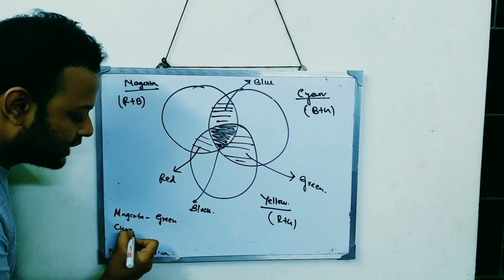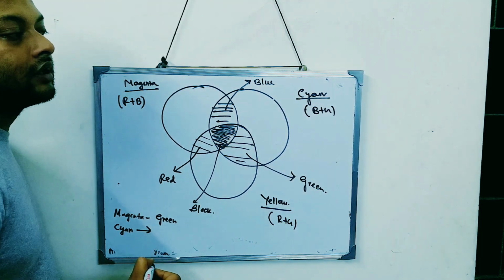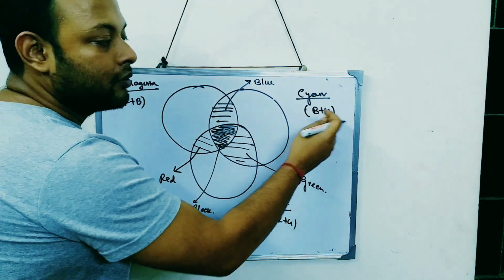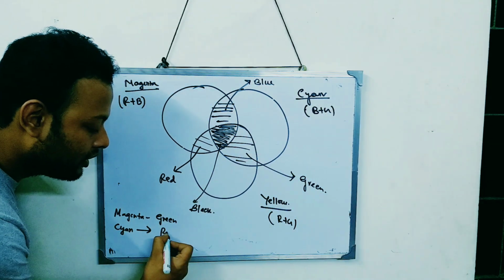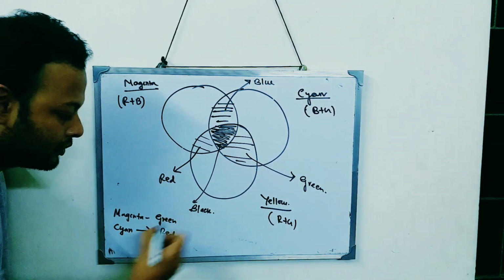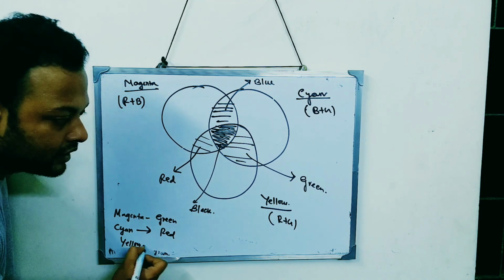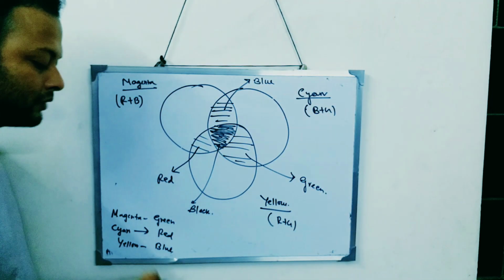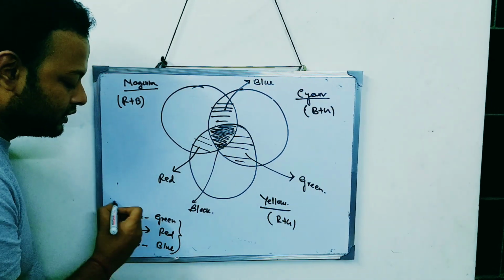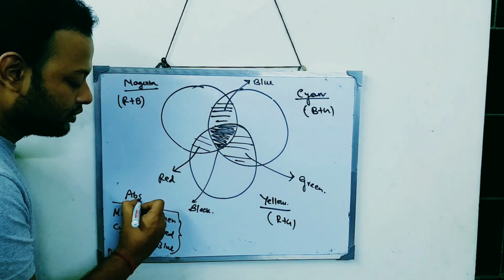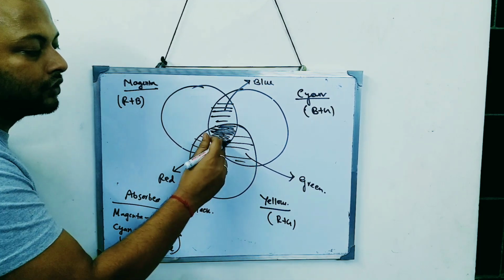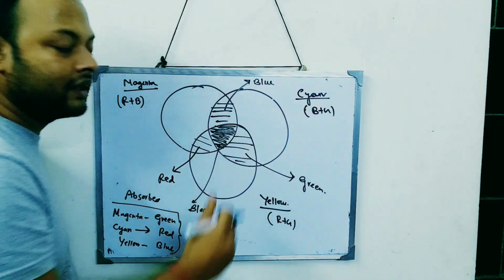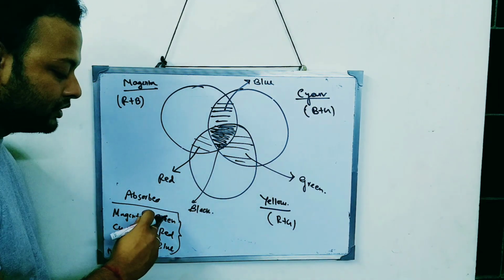Similarly, cyan will absorb which color? Cyan will absorb the red color because it's made up of blue and green, so it will absorb the red color. And yellow will absorb which color? Yellow will absorb the blue color because it's made up of red and green, so it will absorb the blue color. So these are the colors which get absorbed. So at this position, since I have magenta, cyan and yellow, they will absorb their respective colors.